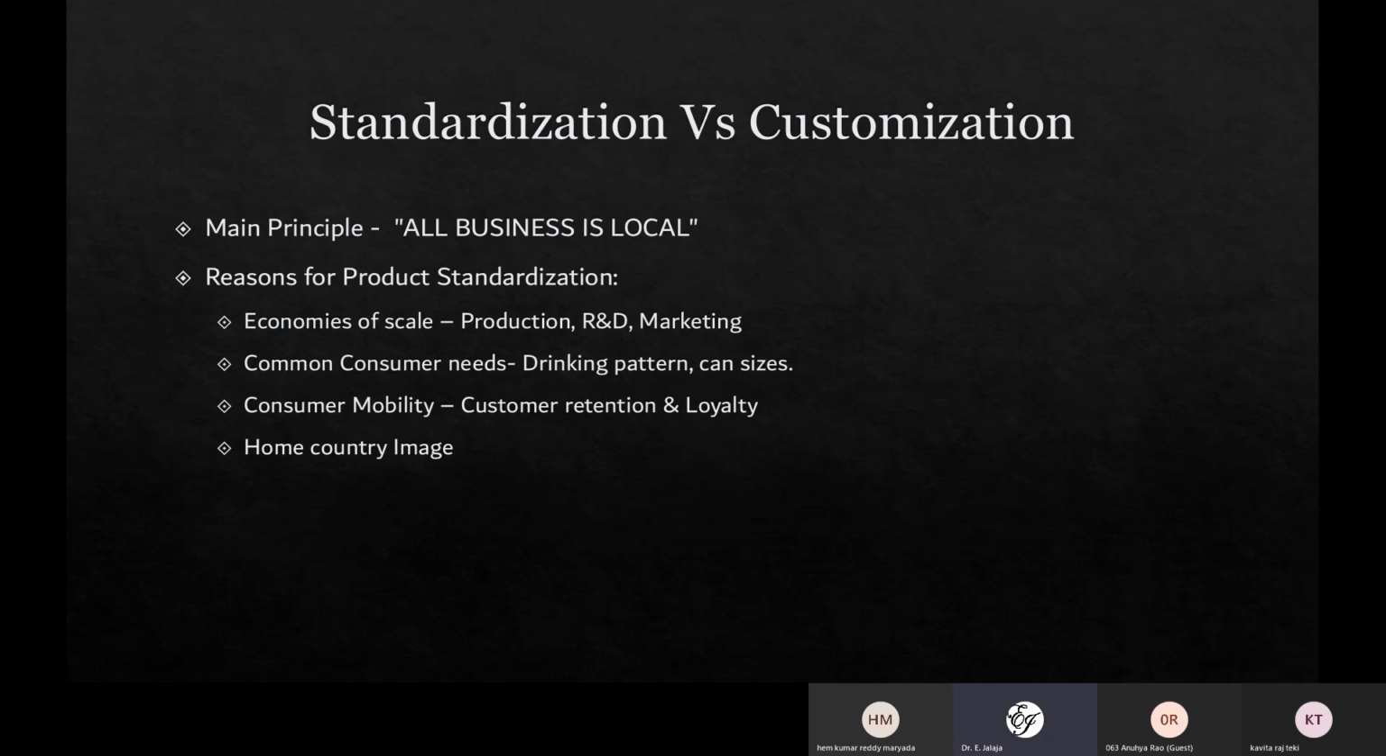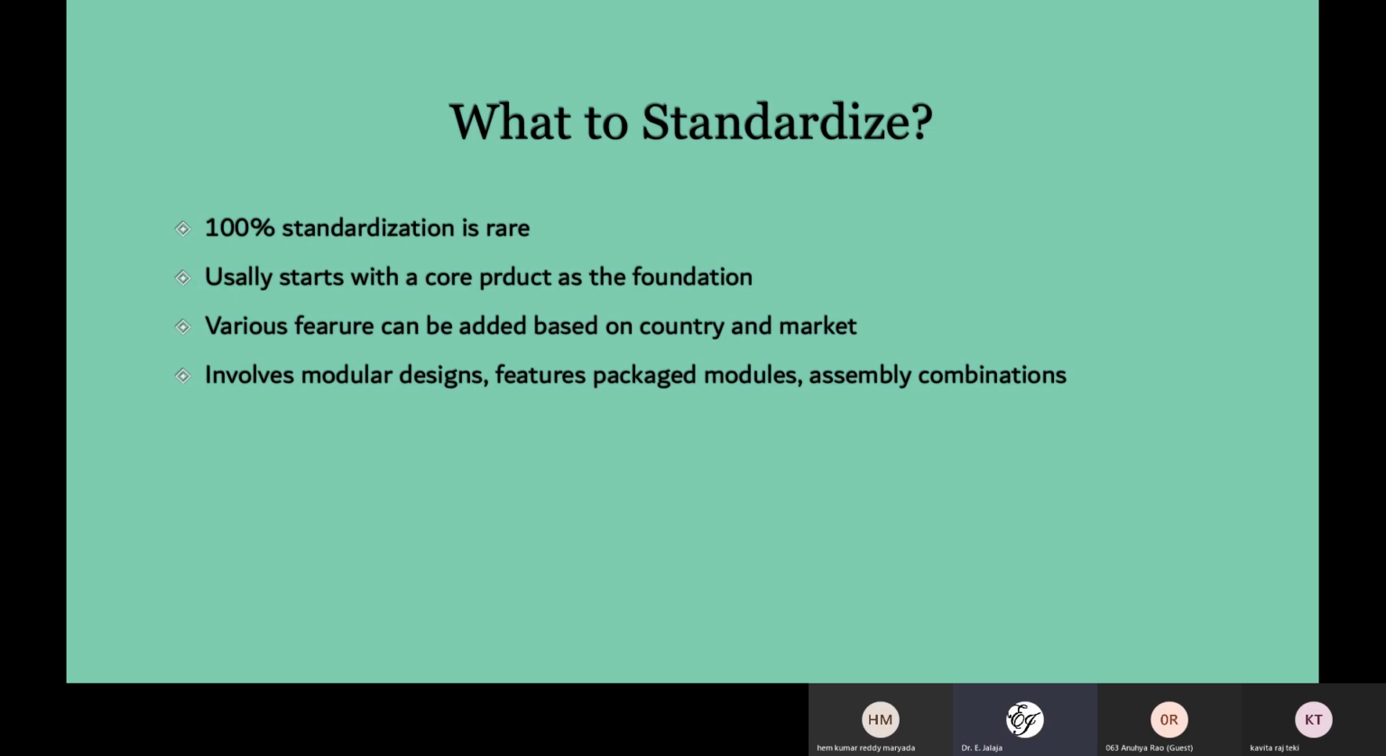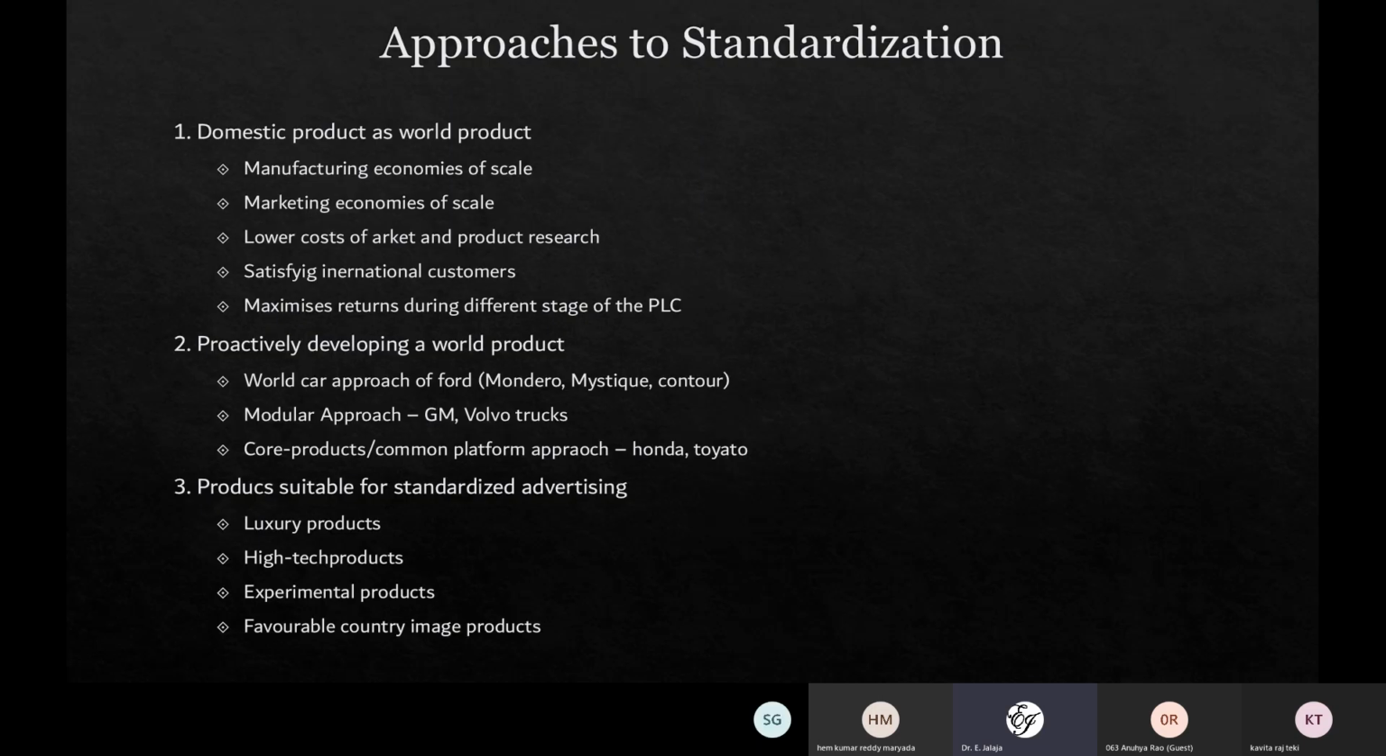This is what we were discussing, right? Standardization, approaches to standardization. See, what are the approaches to standardization? We have three criteria to consider here. One is the domestic product. What we offer is the domestic product, and where we are offering to the world, as a world product. And developing a world product or producers suitable for standardized advertising.